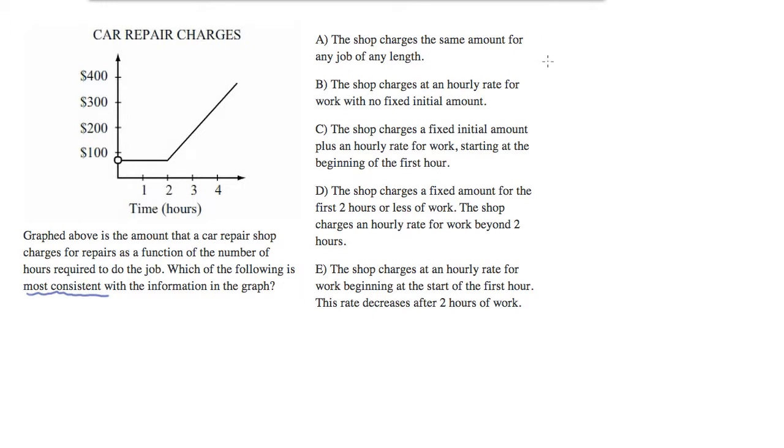Answer choice A says the shop charges the same amount for any job of any length. Now, if that were the case, I would expect to see a chart more along the lines of the following, a flat line. So A is out.